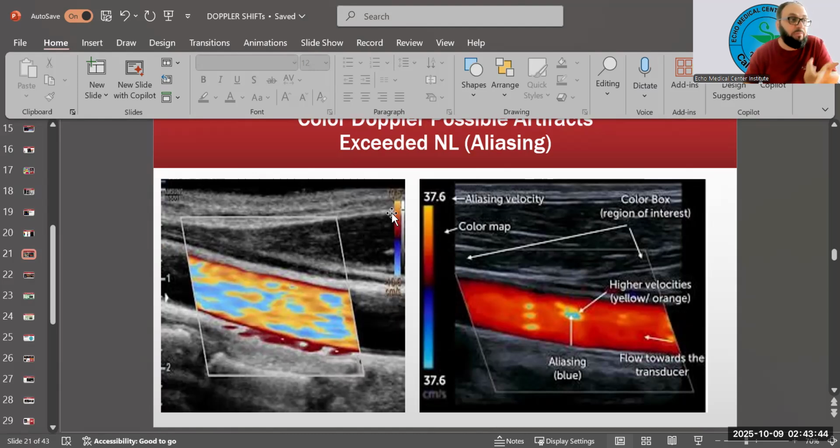But if they give you the opposite, they give you a vessel like this, but that's empty. It looks unechoic inside. So it means your scale is very high. Maybe the scale is at 100 and the flow is going at 5 centimeter per second. So decrease the scale in that case to detect the flow. Do not forget that. That's important.